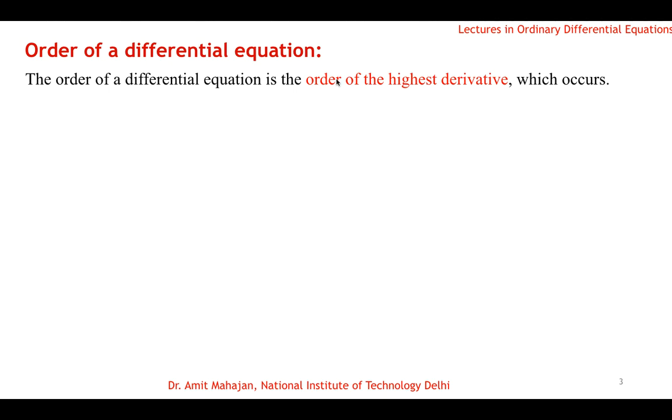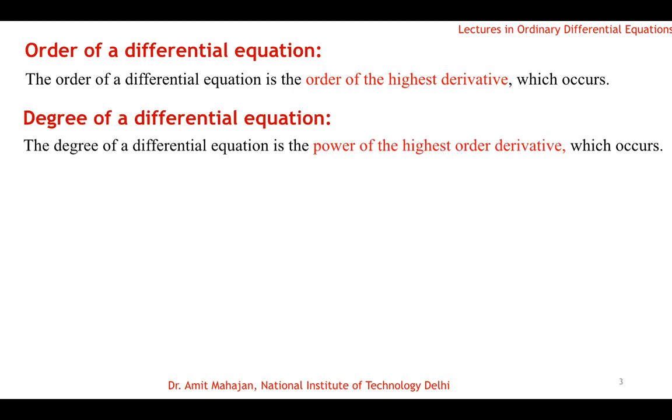Okay, so if you are given a differential equation, it must be having derivative terms. So what is the highest derivative present in the equation, that will tell us the order of the differential equation. And second is the degree of a differential equation. So the degree of a differential equation is the power of the highest order derivative which occurs. So once we know the order from the highest derivative, what is the power of that highest derivative, that will tell us the degree of the differential equation.